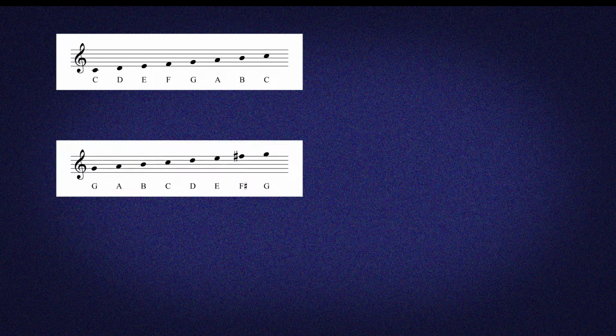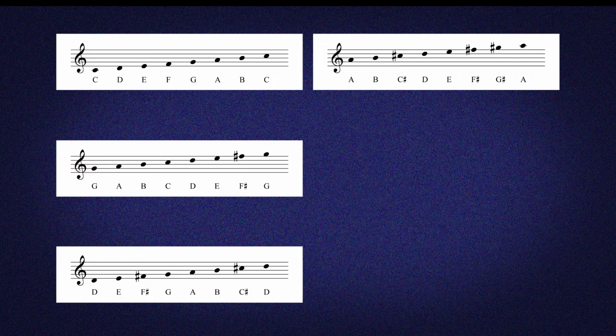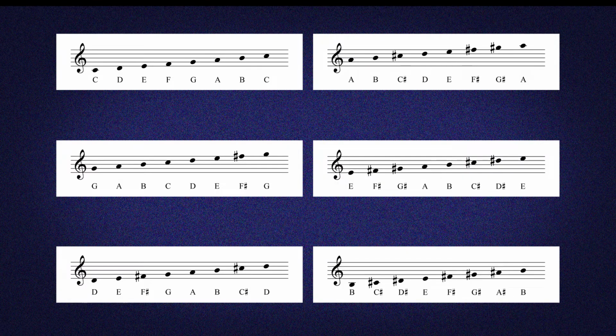As we continue to build each new scale, we'll start to see a pattern. Every time we go to the next scale, we add one more sharp while keeping all of the sharps from the previous scales. And the new sharp always gets added to the seventh note of the scale. For G, we added F sharp. For D, we added C sharp. For A, we added G sharp. For E, we would add D sharp. For B, we would add A sharp.